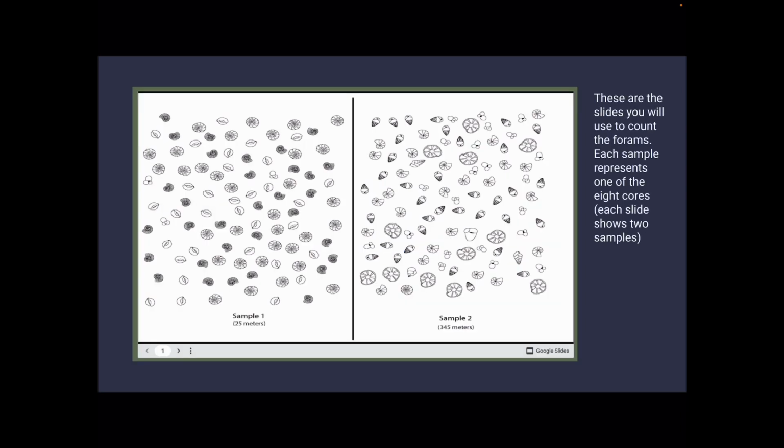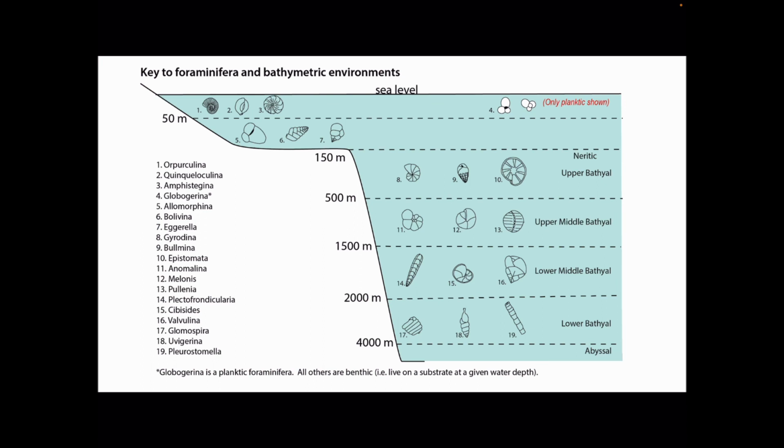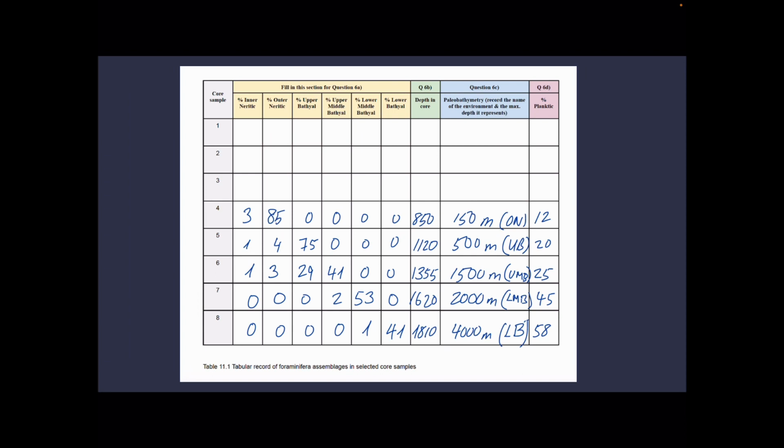Okay, so if you look at this one right here, it says the outer neritic is going to be this bottom line where the line is, and it says 150 meters. Okay, and you can see how the other ones are done to give you an idea. Just look at the ones that are completed for you. All right, now I'm going to show you the graphing.